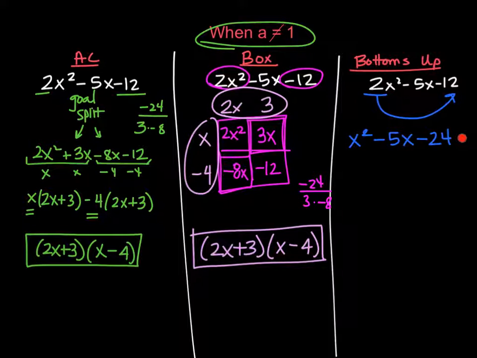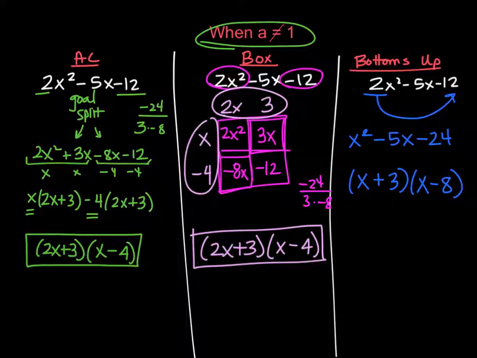So I want to think about what are my 2 numbers that are going to multiply to give me negative 24, add to give me negative 5, and those are 3 and negative 8. So I'm going to pretend like I can go ahead and write my factors, x plus 3, x minus 8.